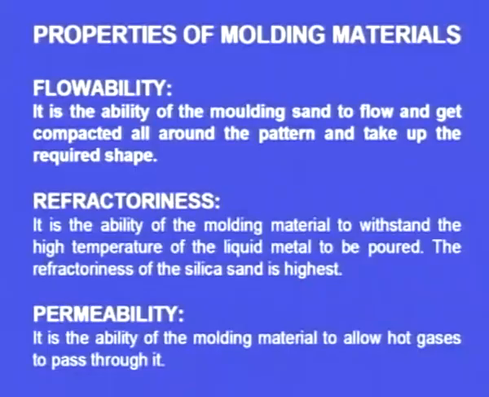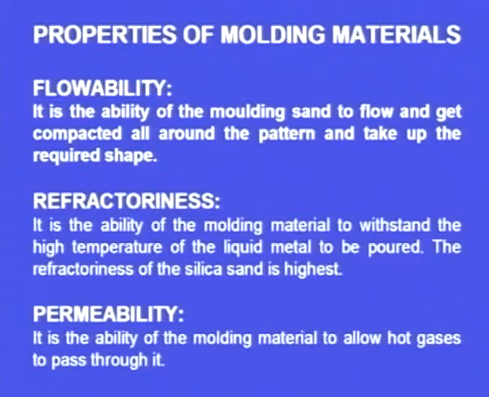Next, permeability. This is another important property. When we pour the molten metal into the mold, it comes in contact with the molding sand. The molding sand contains moisture. When the molten metal comes in contact with the molding sand, the moisture turns into vapor and some other hot gases are produced. This vapor and these hot gases have to be sent out. They should escape out of the mold. If they stay inside the mold cavity, they will result in blowholes, pin porosity or other defects.